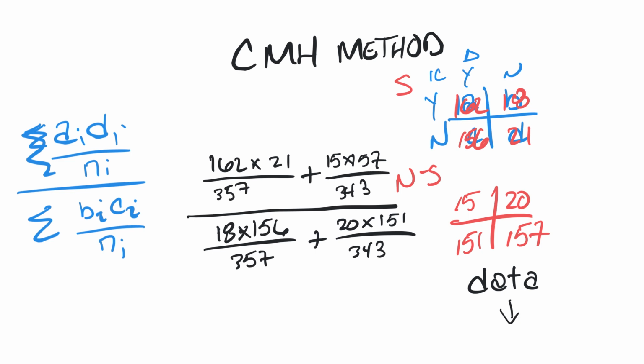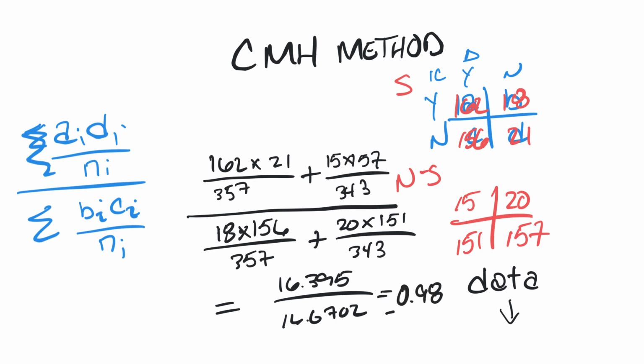And after you do the math, you come up with 16.395 over 16.6702, which is equal to 0.98. So this is your adjusted odds ratio. Taking into consideration the differences in summer, you actually have 2% less odds of drowning if you eat ice cream at any time of the year.